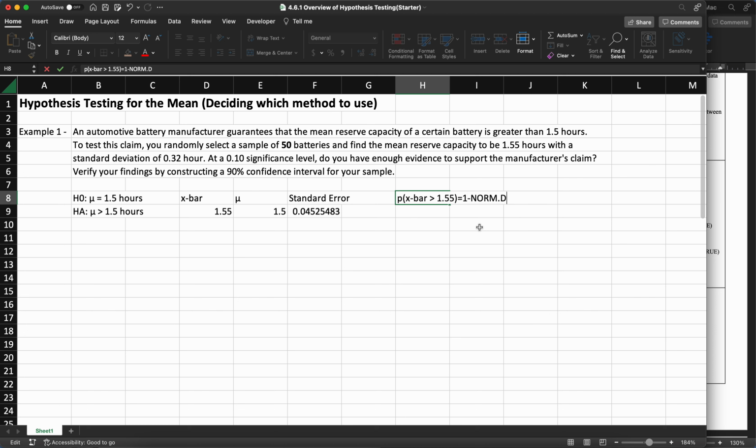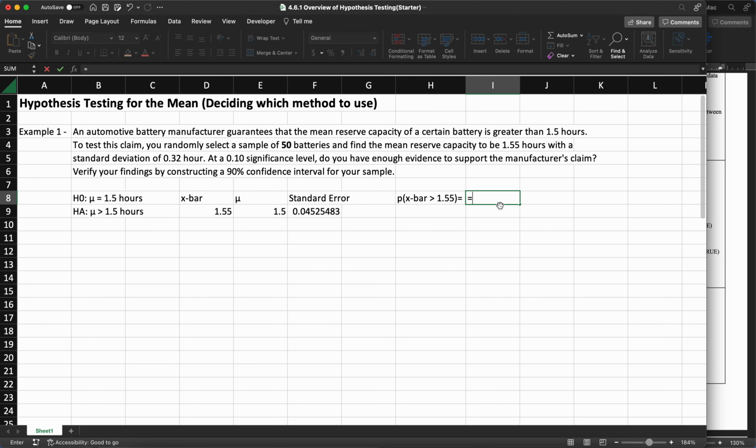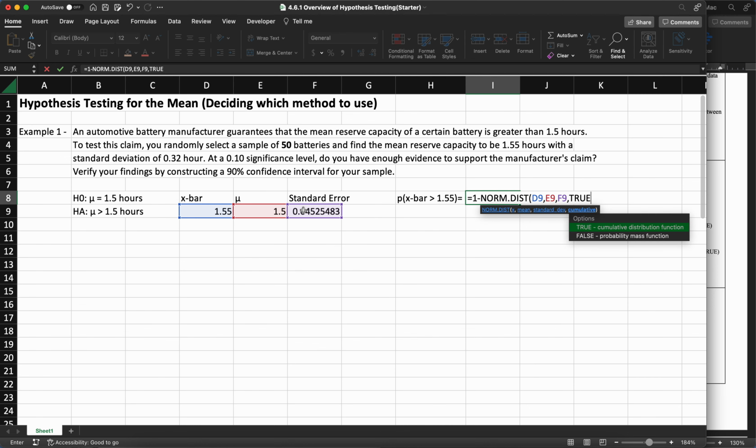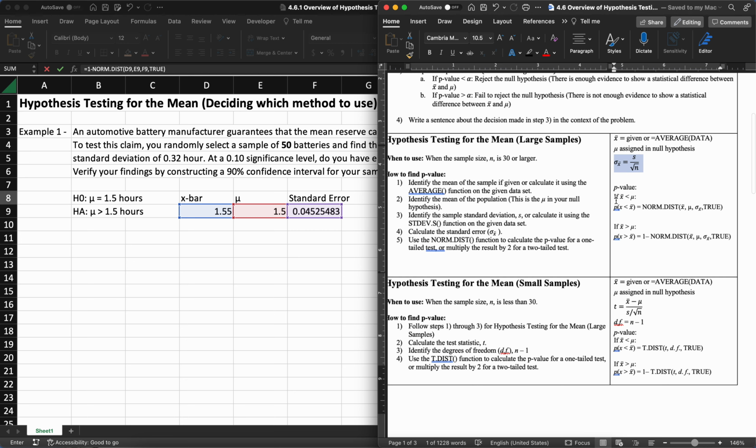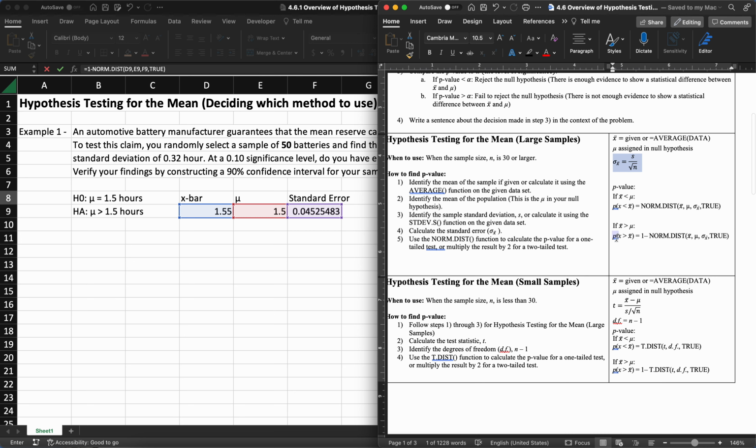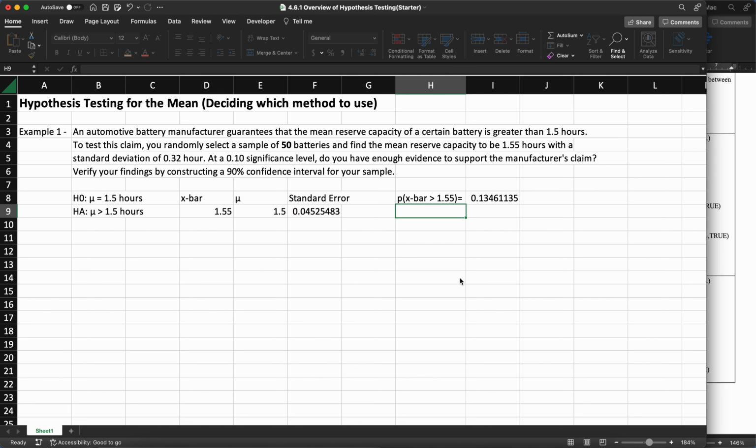So the probability that x bar is greater than 1.55 is going to be 1 minus norm.dist. I'm going to have to go ahead and do this in a different cell so it actually calculates. So I'm going to do 1 minus norm.dist, and that's going to be x bar, mu, comma, standard error, comma, true. And again, this is all spelled out right here. If x bar is greater than mu, we're going to find the probability that x is greater than x bar, and that's 1 minus the norm dist. It's all right there. And so that comes out to 0.1346.